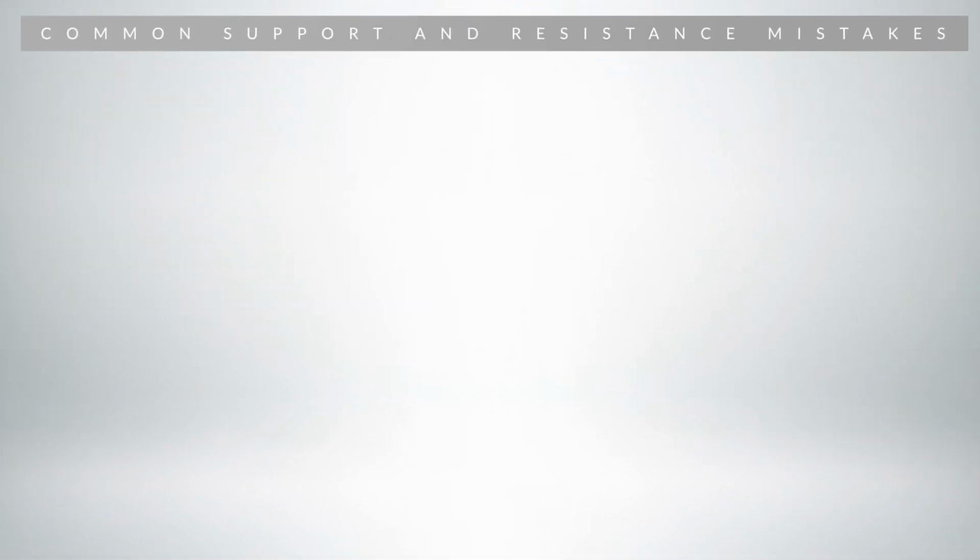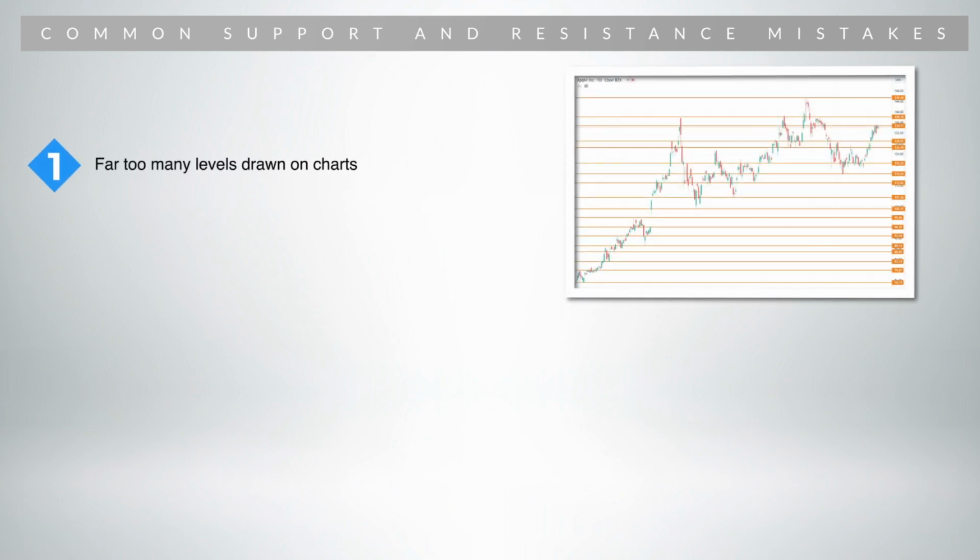There are some common mistakes often made by beginner traders when it comes to support and resistance levels. The most frequent mistake that I have observed, even amongst some intermediate level traders, is that they have far too many levels drawn on their chart.